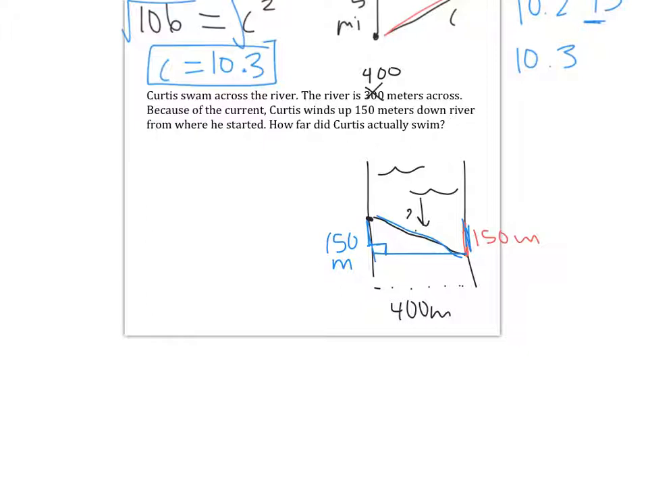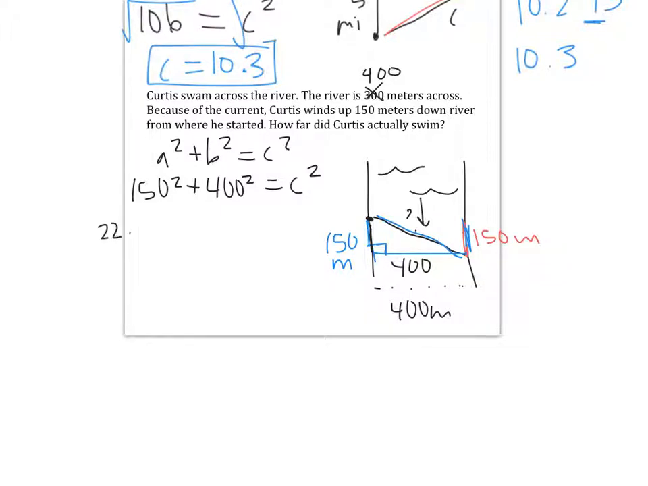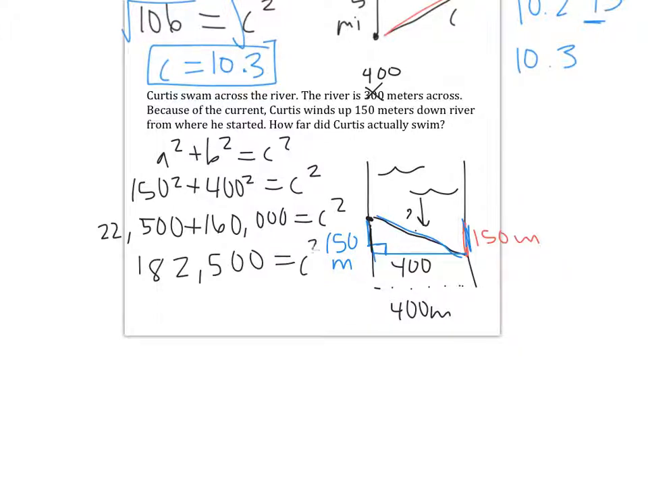Right here for the diagonal, which would be C, because we know here this leg is 400, this leg here is 150. So let's set that up and plug that into the Pythagorean theorem, which is A squared plus B squared equals C squared. So I have 150 squared plus 400 squared equals C squared. So 150 squared is 22,500 plus 160,000, which is 400 squared, equals C squared. So 182,500 equals C squared. And now to undo that, I'll take the square root and figure out C.